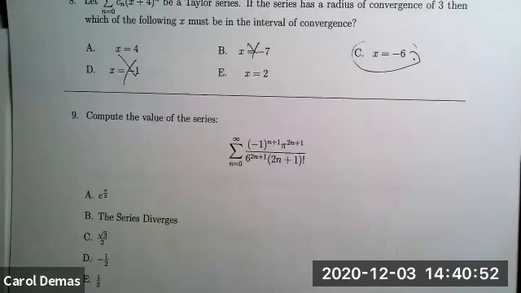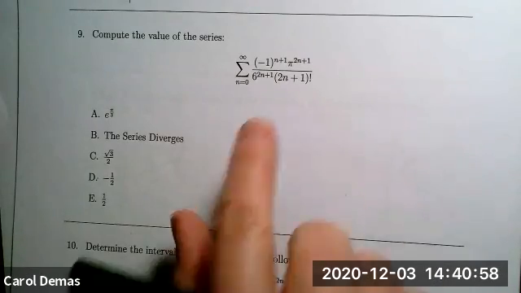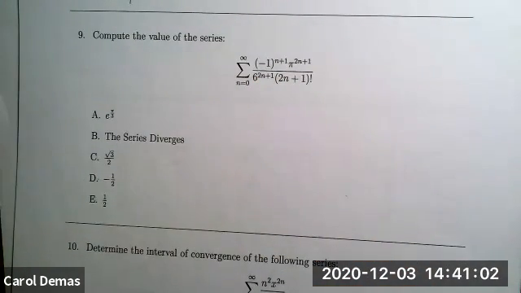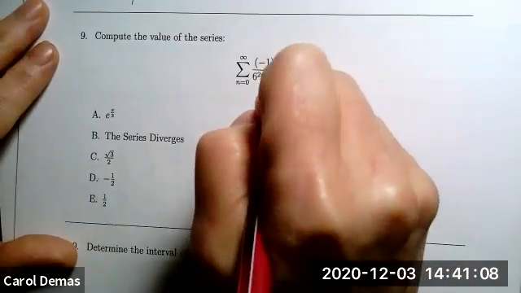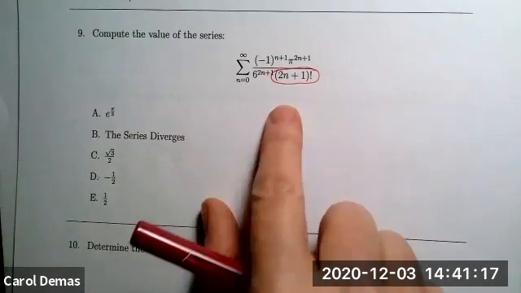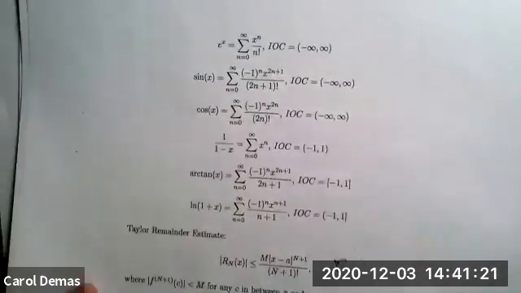Okay, who's ready for number 9? Number 9, we have to figure out what this series is. And do you guys know the key to these problems? The most important piece of information here is the denominator. So you're going to look at your formula sheet and answer the question: which series has a denominator of (2n plus 1) factorial?